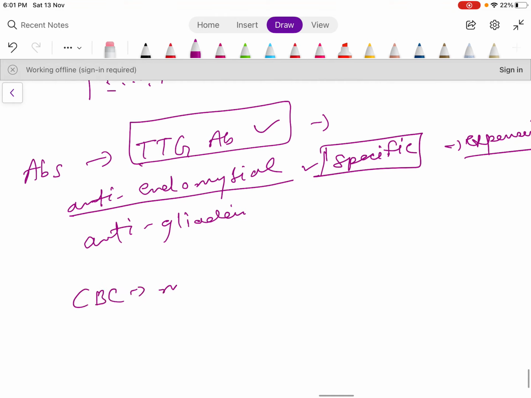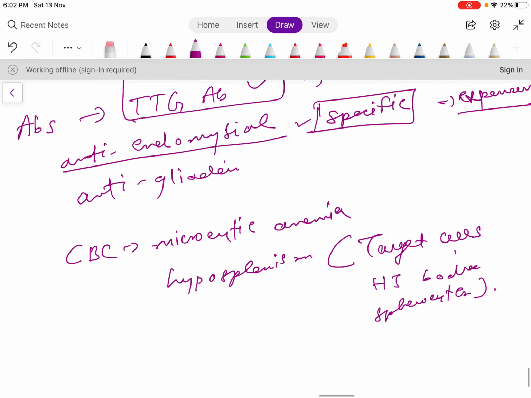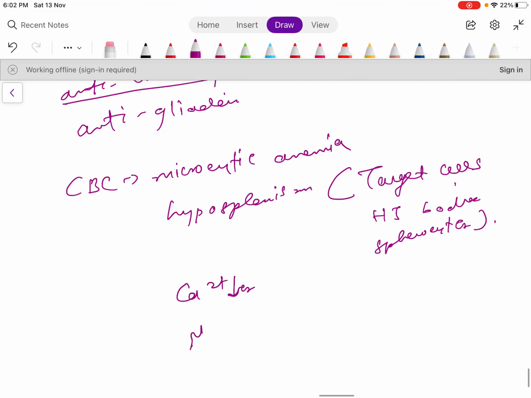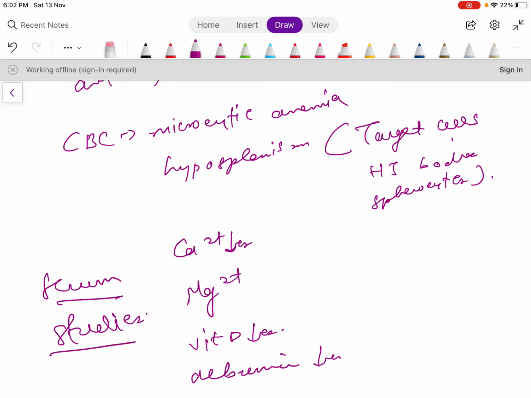Okay, so yes, now if you do CBC, you will find microcytic anemia. You can find hyposplenism. Because of this, you can see target cells on smear: target cells, Howell-Jolly bodies, and spherocytes. This can also be seen. Okay, and when you do electrolyte studies, you will see calcium and magnesium decrease. Okay, vitamin D decreased, albumin decrease. So this is about serum study. This is the peripheral smear. Okay, so this way you can come to a diagnosis.